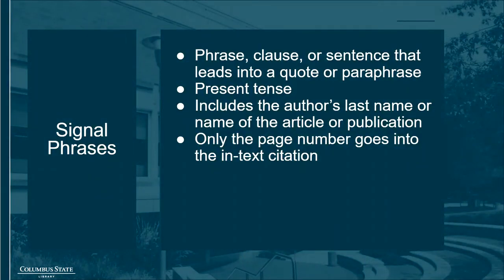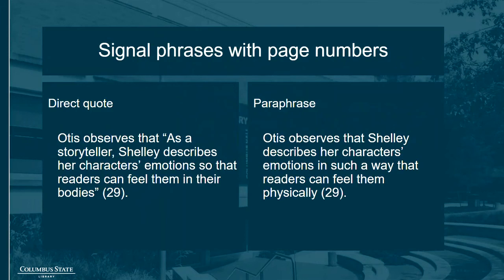Another way to provide credit in the body of your paper is by using signal phrases. A signal phrase is a phrase, clause, or sentence that signals that a quote or paraphrase is coming up. Generally, a signal phrase includes the name of the author or publication. Only the page number, if available, is placed in the in-text citation. As you can see, whether using a direct quote or a paraphrase from a source with page numbers, the signal phrase tells the author's name and the in-text citation contains the page number only.